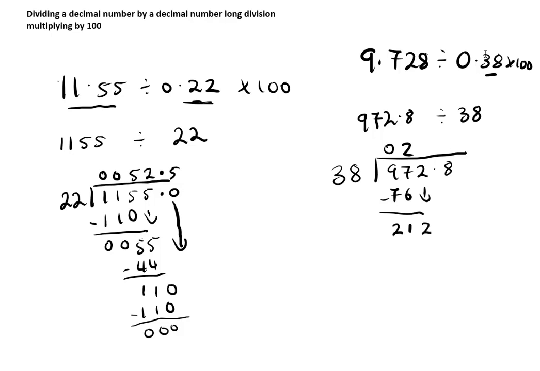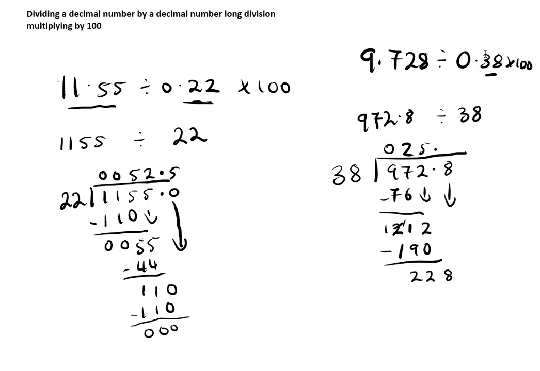Bring down your 2. How many 38s are in 212? So there's going to be 5 38s in 212. That's 190. Take them away. That's 2, 1, that's 11, that's 2. Check, is that smaller? It is. Line up your decimal points. Bring down your next number.